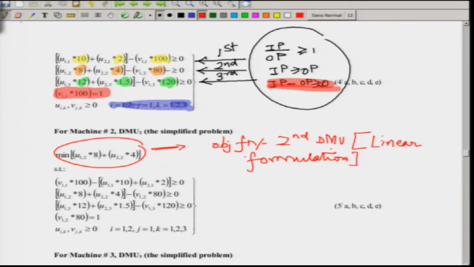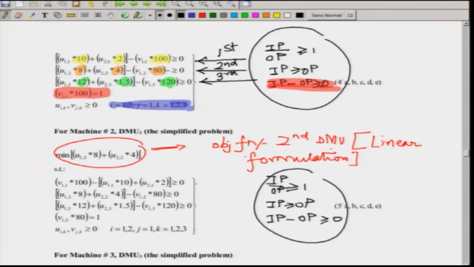And here are the constraints for the first three. It was input by output being greater than 1, input greater than output, input minus output greater than 0. So, I have converted that accordingly. So, these are being utilized for the first, the second and the third.